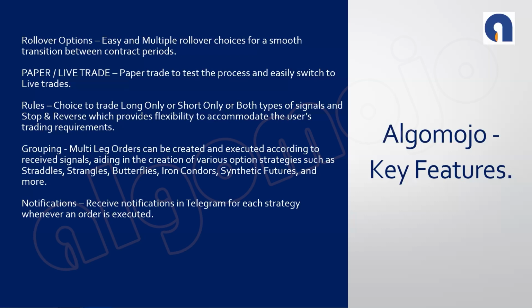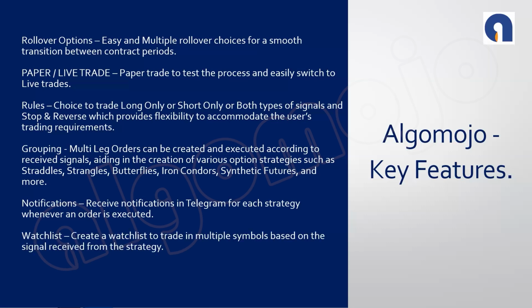It's a very simple process to set up the notification process. All you have to do is go to Algomojo bot in on your Telegram app, generate the chart ID for a particular strategy, and incorporate that into the strategy. I'll show you that also while using the platform.